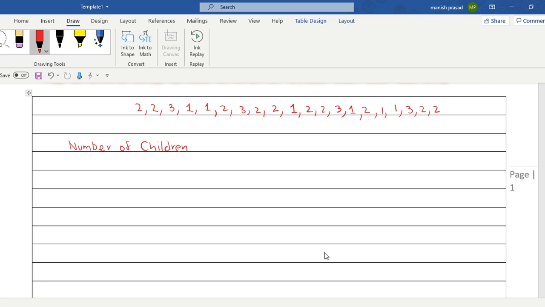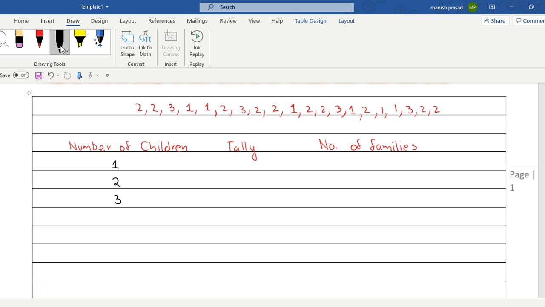Okay, so we have started off with statistics, and I'm sure you will enjoy it. In fact, everybody enjoys doing statistics. Now look at how we do it. How many children can you see out here? 1, 2, and 3. So we write 1, 2, and 3.